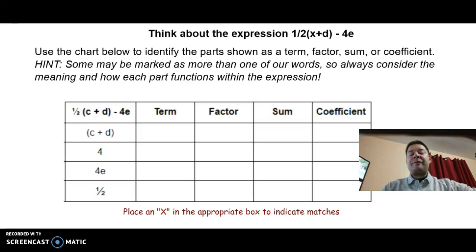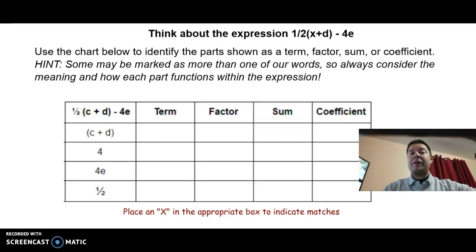If something is a factor, if you're multiplying something by another thing, it could be a coefficient as long as that coefficient is a variable, or maybe could be a variable like something in parentheses. So every coefficient is going to be a factor. However, not every factor is going to be a coefficient. Little difference there. Sums are pretty easy.